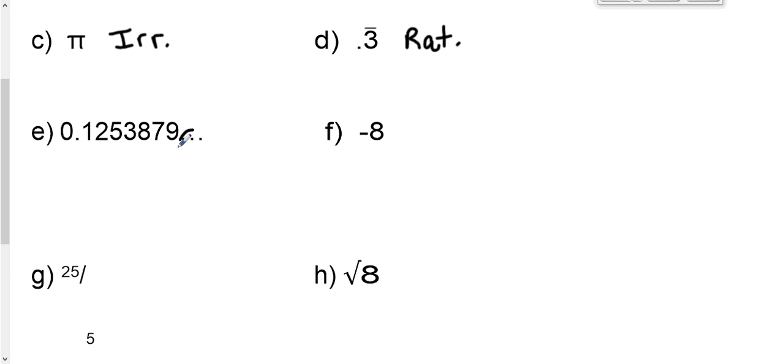Well, this means that it keeps going, so it doesn't stop and it doesn't look like it's repeating. So this would be an irrational number.